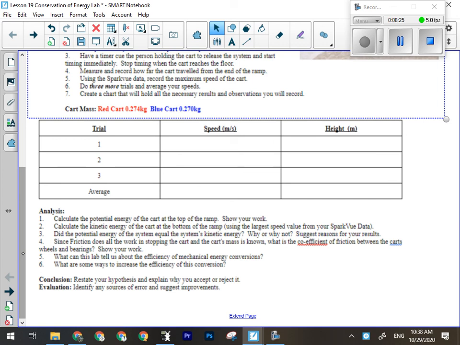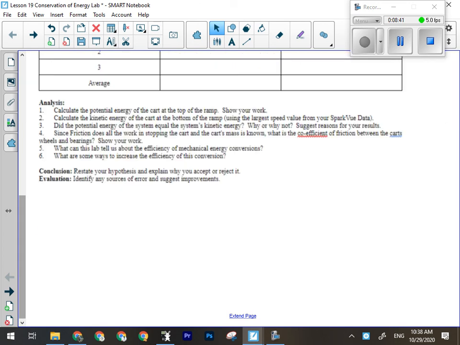All right, question number 4, since friction does all the work in stopping the cart and the cart's mass is known, what is the coefficient of friction between the cart's wheels and bearings? Show your work. So this is going to involve 2 separate calculations for you. And those calculations will involve this, and this.